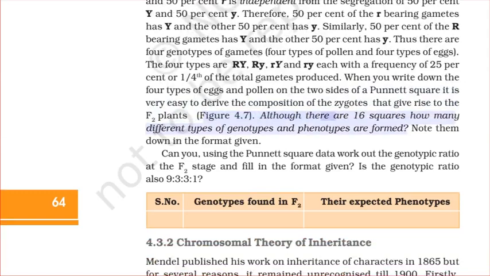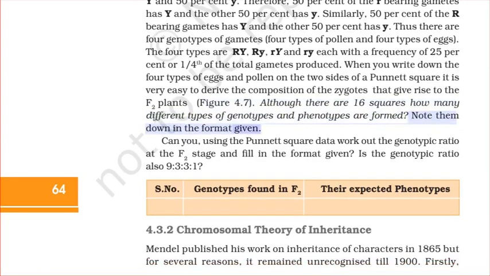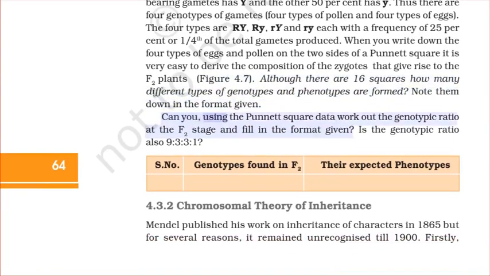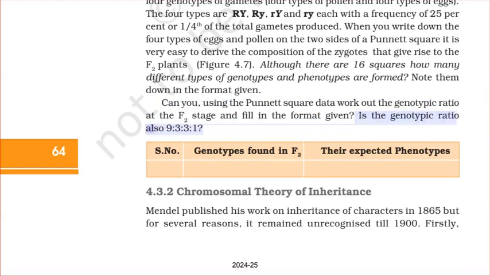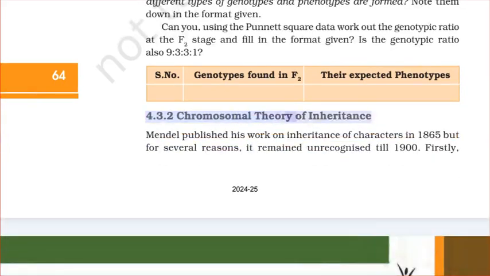Although there are 16 squares, how many different types of genotypes and phenotypes are formed? Note them down in the format given. Can you, using the Punnett square data, work out the genotypic ratio at the F2 stage and fill in the format given? Is the genotypic ratio also 9:3:3:1? Chromosomal theory of inheritance.